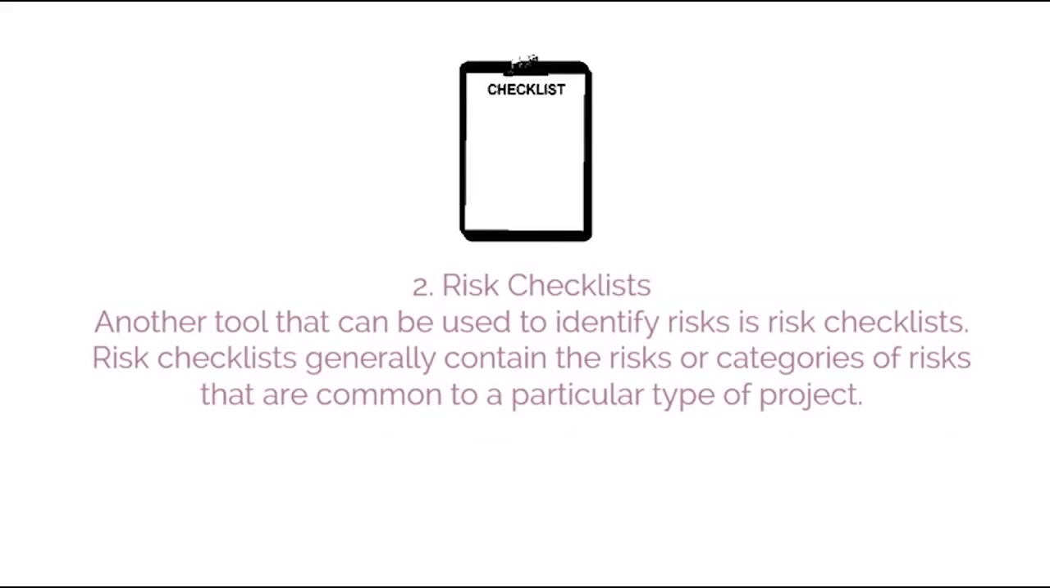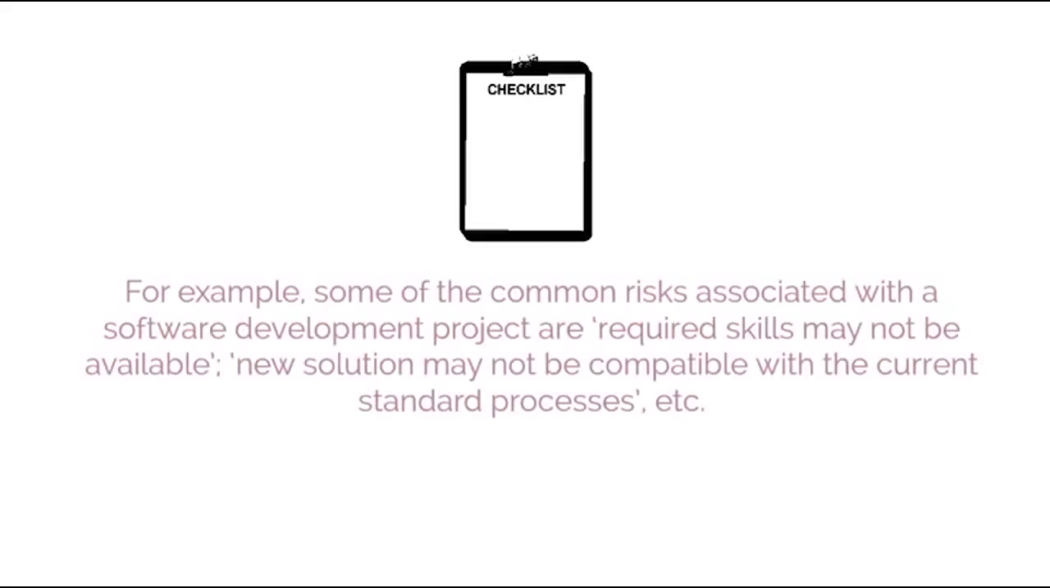2. Risk checklist. Another tool that can be used to identify risks is risk checklist. Risk checklists generally contain the risks or categories of risks that are common to a particular type of project. For example, some of the common risks associated with a software development project are required skills may not be available, new solution may not be compatible with the current standard processes, etc. Following is a template of risk checklist.